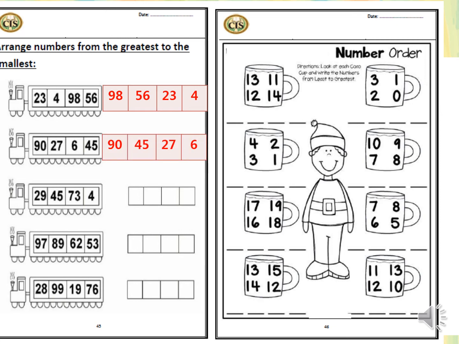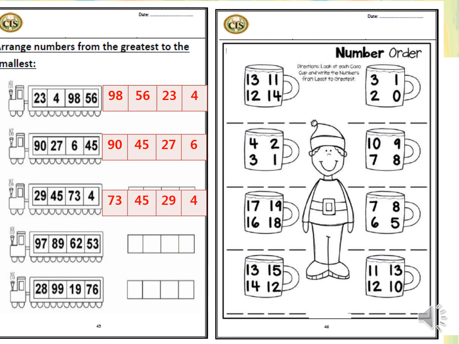Okay, next train we have here 29, 45, 73, and only 4. Okay, I look at tens place to put the greatest number first. So which one here is the greatest? Yes, 73, then 45, then 29, then 4.